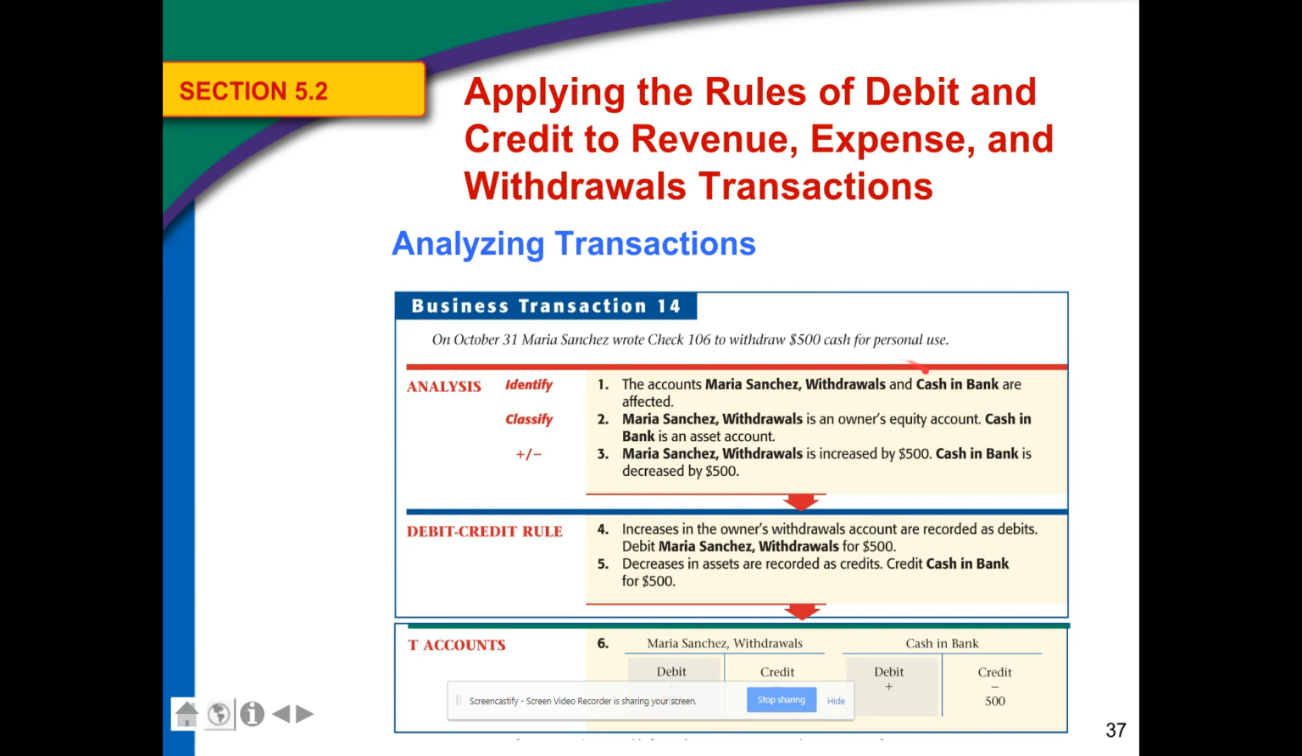So Maria Sanchez, withdrawals, and cash and bank are my two accounts. The withdrawal account is an owner's equity account. Cash and bank is an asset. We're going to increase the withdrawal because we're increasing the amount that she's withdrawn. And we're going to decrease cash and bank. So that is a debit to the withdrawal and a credit to cash and bank. Remember, if you can always figure out what you're doing to cash, then you have to have a matching one for the other account. And here's what my T accounts will look like.